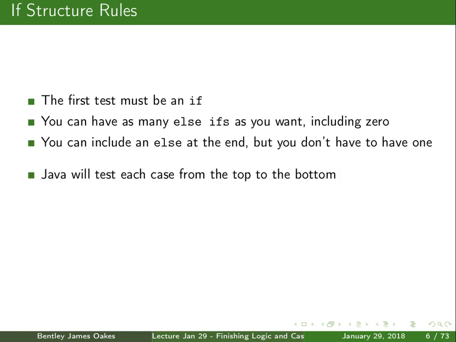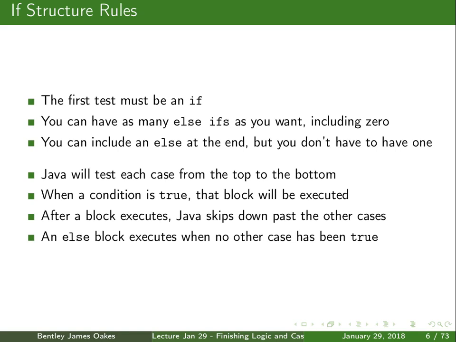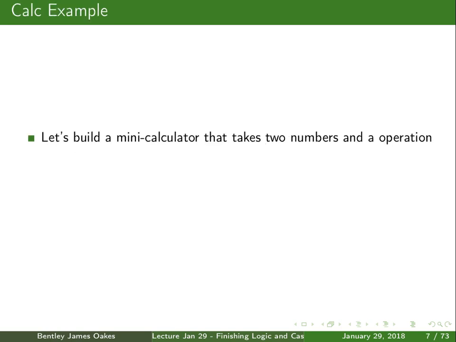And then what is Java going to do? Java is going to test each case from the top to the bottom. And when a condition is true, that block will be executed. And then after a block executes, Java skips down past all the other cases to the end of the if structure. And then if there's an else block, that will execute when no other block is executed. So that's a lot of words. Let's see this in action.